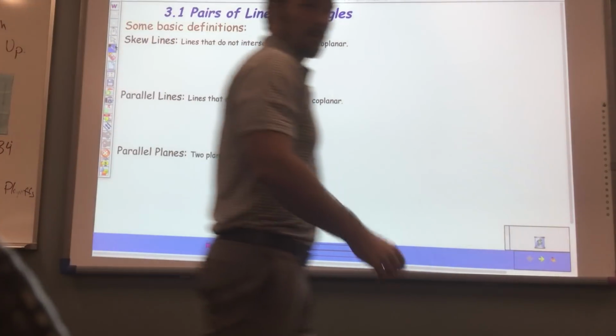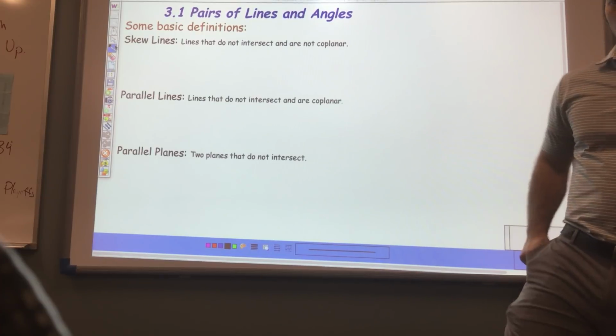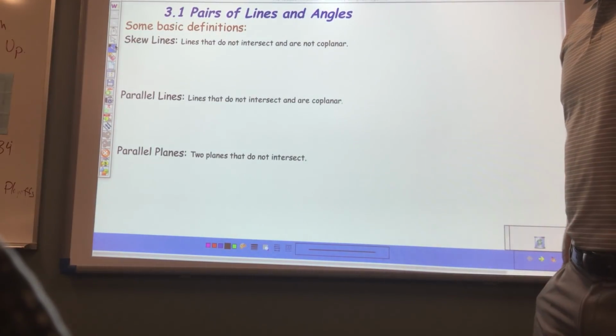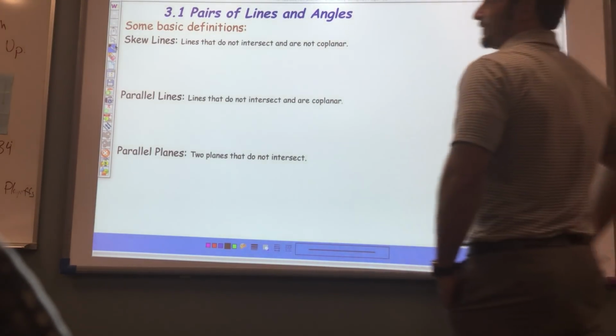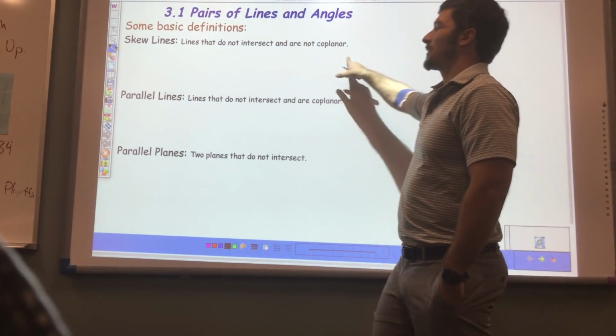All right, start of chapter 3. Today we'll be learning about pairs of lines and some angles. First we'll start off with some lines. You probably already know what parallel lines are. You've seen those before. But let's start with skew lines.